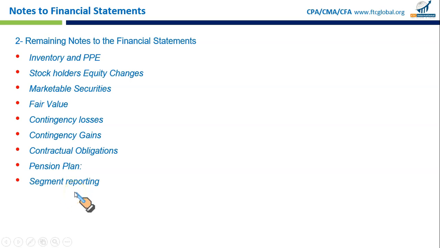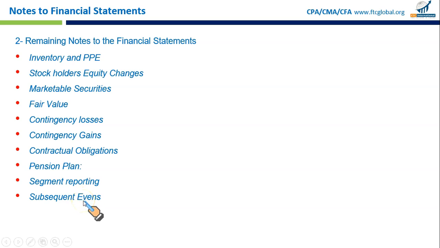Then we have segment reporting. We have discussed this previously in our income statement topic. This note breaks down the company's financial results by different parts of the business. That's what we call segmental reporting. If a company operates in retail, in manufacturing, and in some service area, they would show the profit and losses of each segment separately.